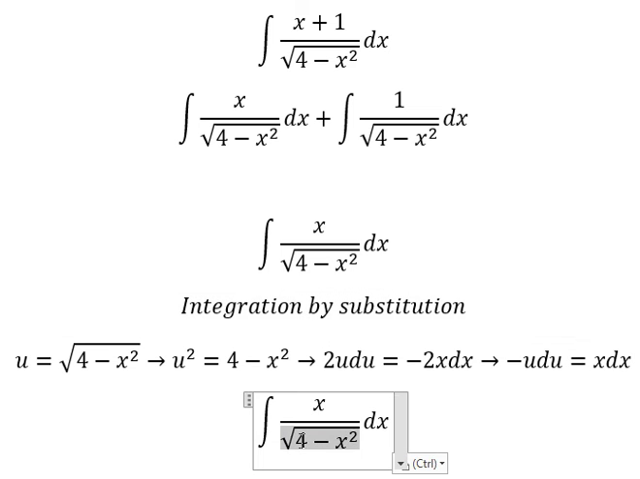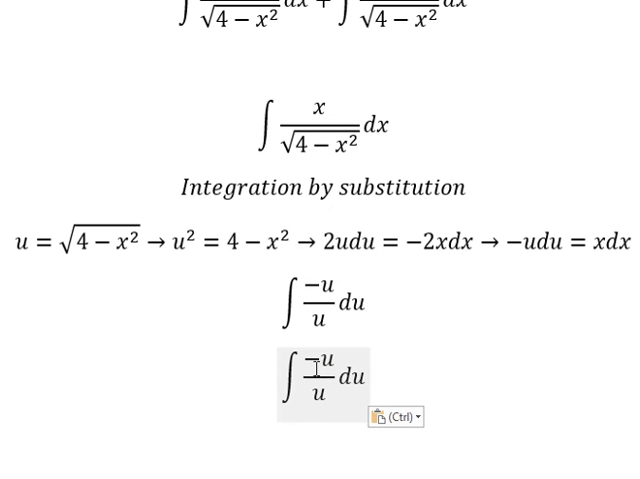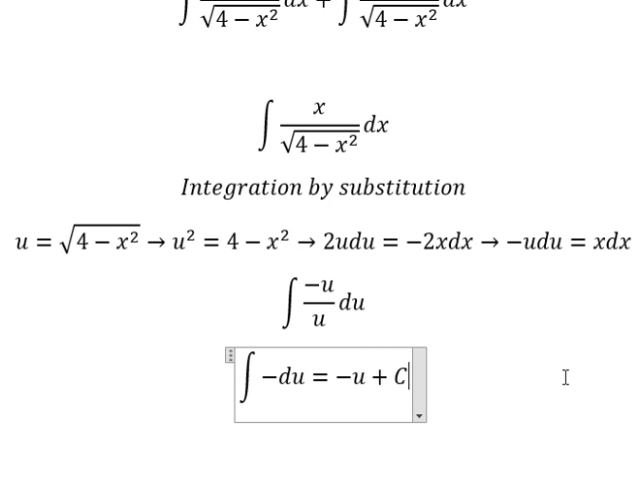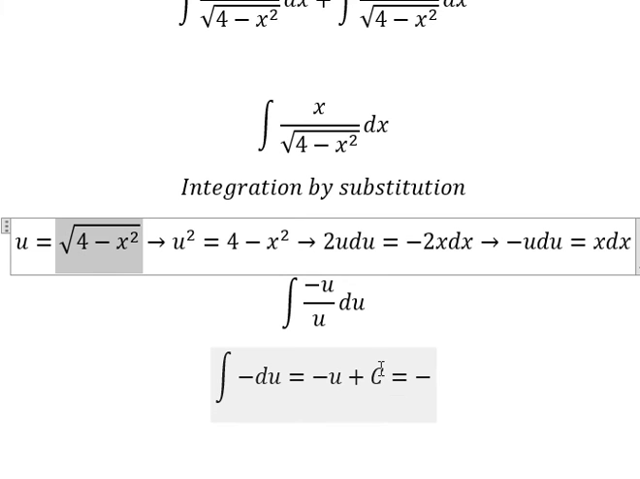So, this one we change to u. For s ds, we change to negative u du. U divided by u, we have negative. The integration of this one, we have negative u. And u is this one.